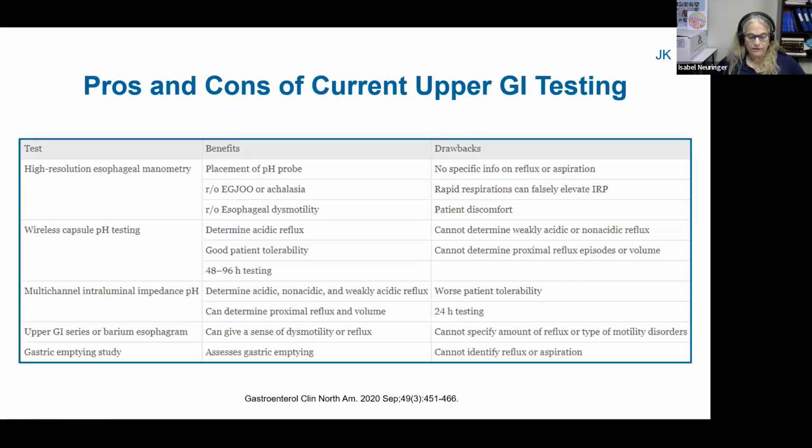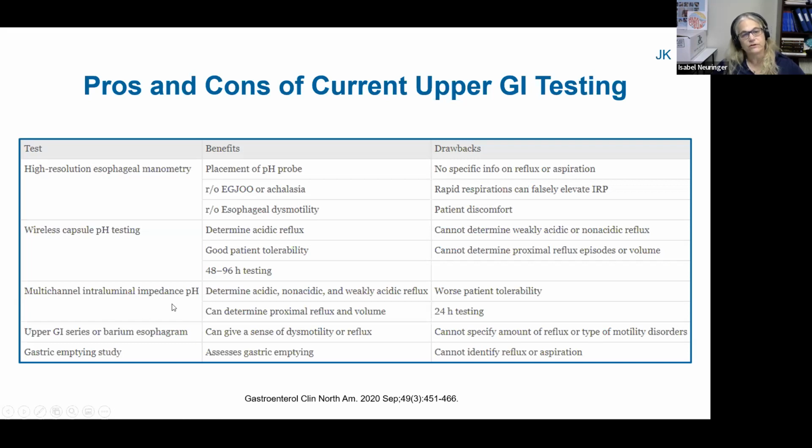This table highlights the knowledge of the pros and cons of testing. I'll just give you one example. A barium swallow is done quite frequently in the pre and post-transplant setting. However, it cannot specify the amount of reflux nor the type of motility disorder.